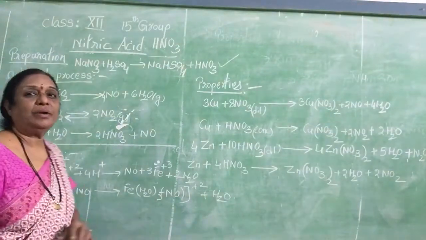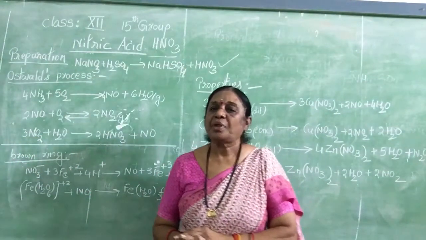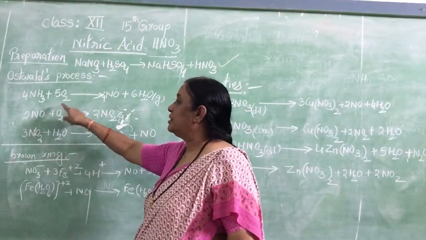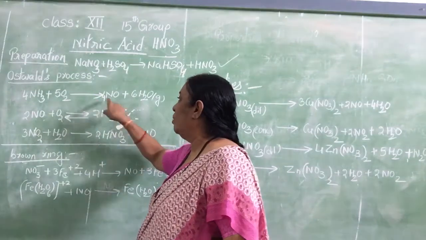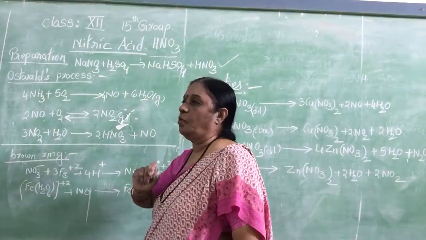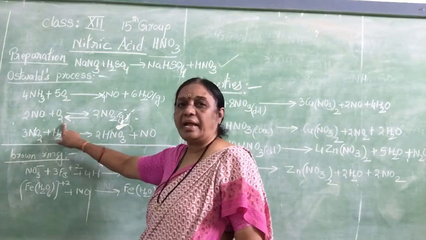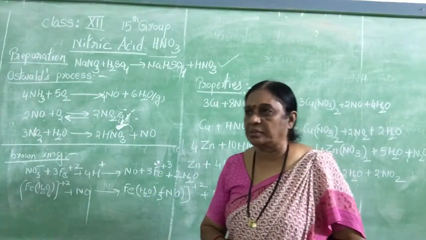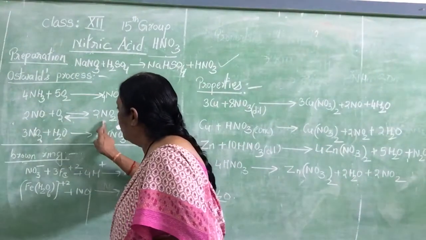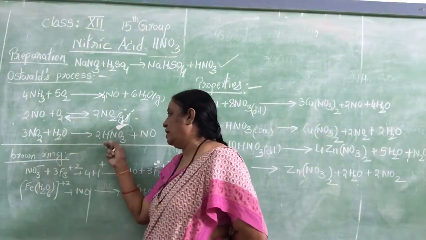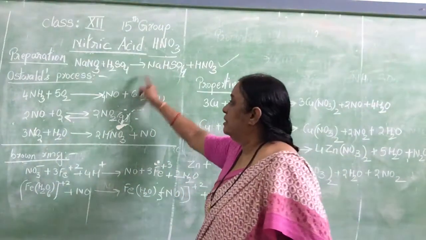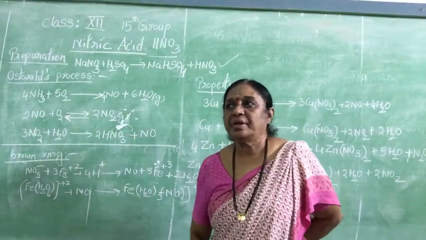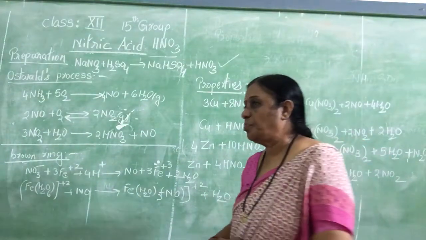Now next is manufacture of nitric acid by Ostwald's process. Here, when ammonia is treated with oxygen, it will give nitric oxide and H2O. The nitric oxide further reacts with oxygen to form 2 moles of NO2, that is nitrogen dioxide. Now the NO2 reacts with H2O to form nitric acid and NO. This is the important reaction, children, for the board exam: manufacture of nitric acid by Ostwald's process.